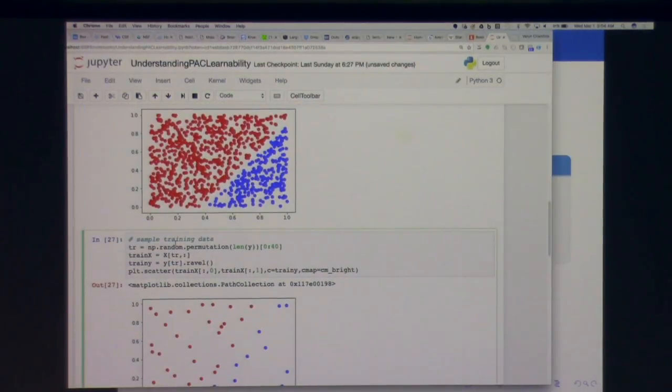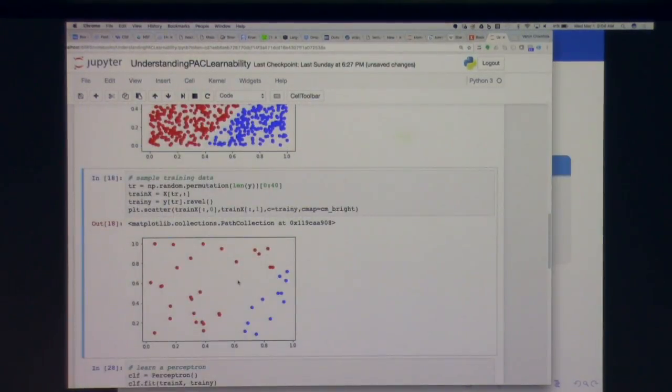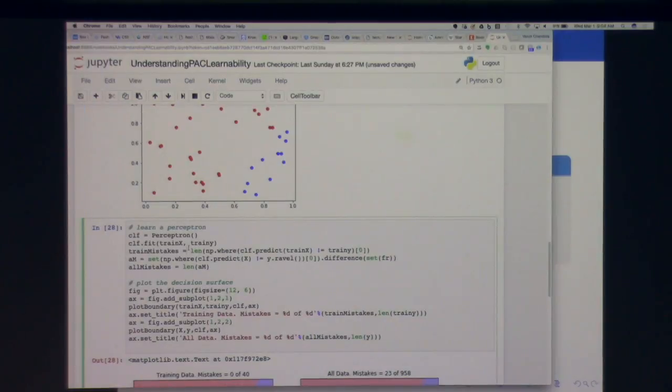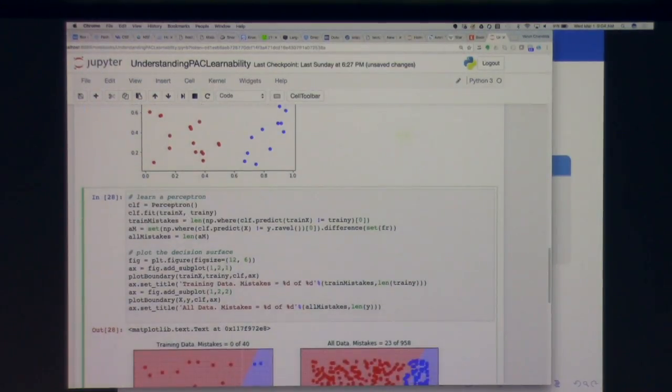So now what we do is we sample a training data, and then we run our algorithm which uses that hypothesis space. Here I'm using perceptron, I'm using sklearn's perceptron library.